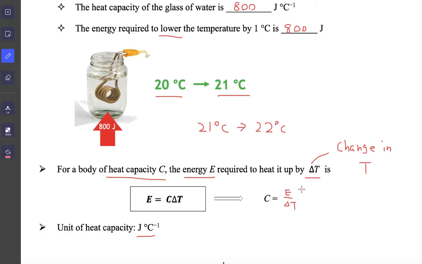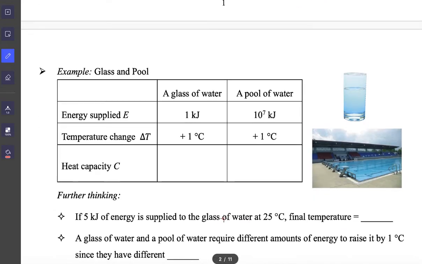If you wonder why, it's because the unit for energy is joule, and the unit for change in temperature is degree Celsius. So the unit for heat capacity is joule over degree Celsius, which is the same as joule per degree Celsius. Okay, let's go to page 2.